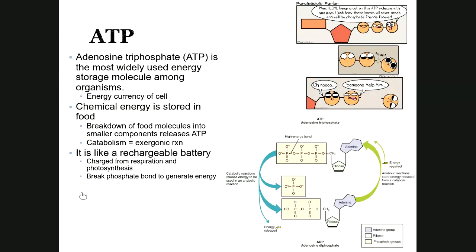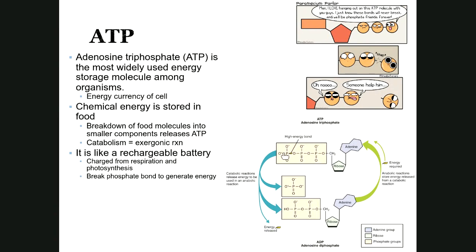Now, the great thing about ATP is that it's kind of like a rechargeable battery. So let me show you the parts first real quick. This top one is ATP. You're going to have a sugar, and you have this base, adenine, right here. And you have 3 phosphates: 1, 2, 3. So adenosine triphosphate: 1, 2, 3.